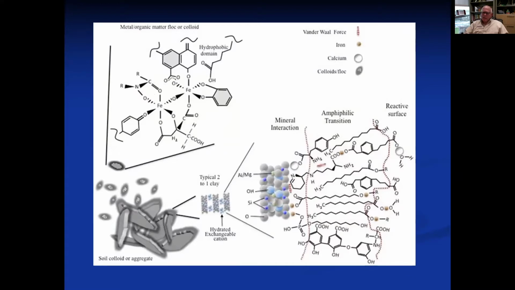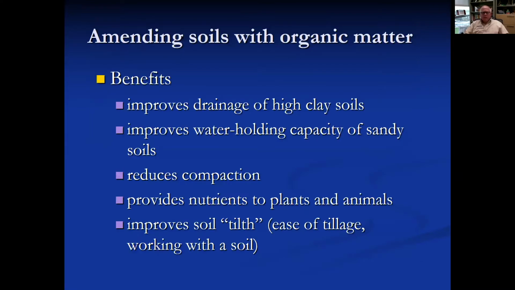And so organic matter has a lot of effect in bringing all these things together and also helping to store both water and nutrient in the system. And so we get benefits in any kind of soil that we apply or add or maintain organic matter levels in. We get improved drainage in high clay soils. We get improved water and nutrient retention in sandier soils, all soils for that matter.